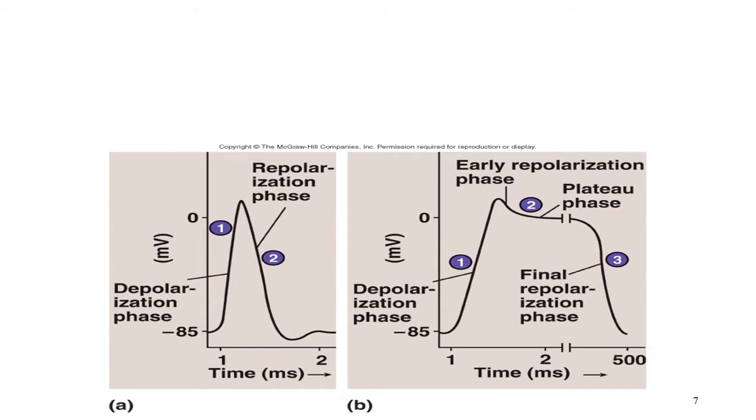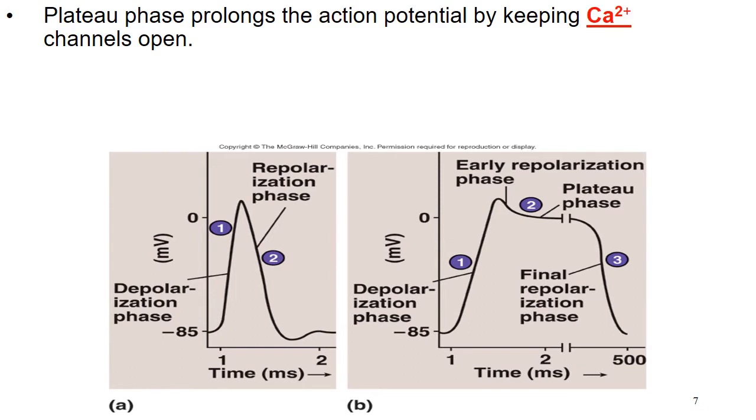I hope that you said that graph A is skeletal because there's no plateau, and graph B is cardiac because there is a plateau phase, and it's going to contract more slowly. The plateau phase prolongs the action potential by keeping those calcium channels open. The reason we need your heart to beat much slower than your skeletal muscles is that all of that blood needs to get through all of the chambers and then out to the body or out to the lungs.